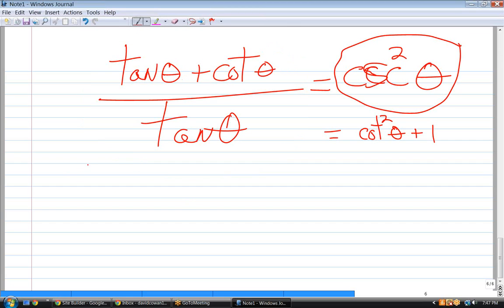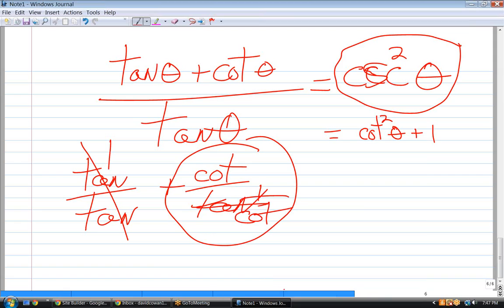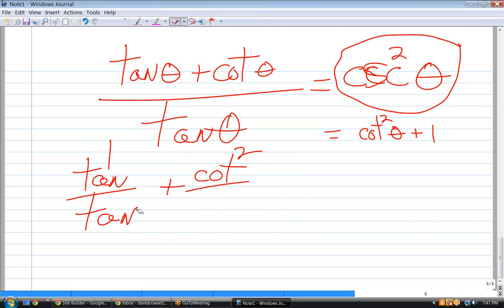Separate it into two fractions, first of all. Tan over tan plus cotan over tan. Well, there's your 1. We got that part already. That means that must be cotangent squared of theta. Well, how do we make that look like cotangent squared of theta? Tangent is 1 over cotangent. Cotangent divided by 1 over cotangent is cotangent squared. That's one way to do it.